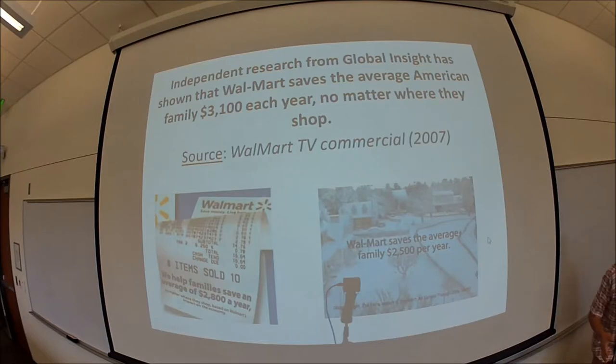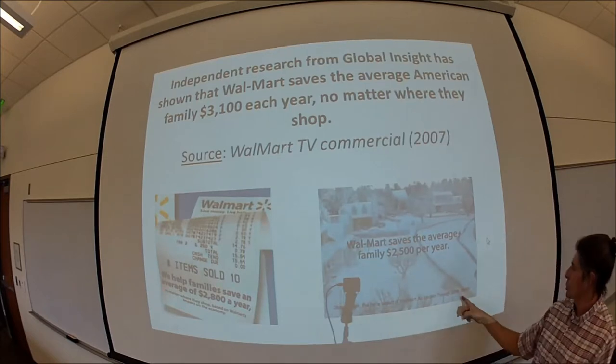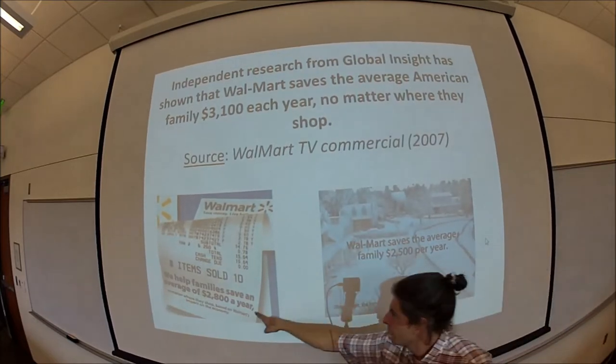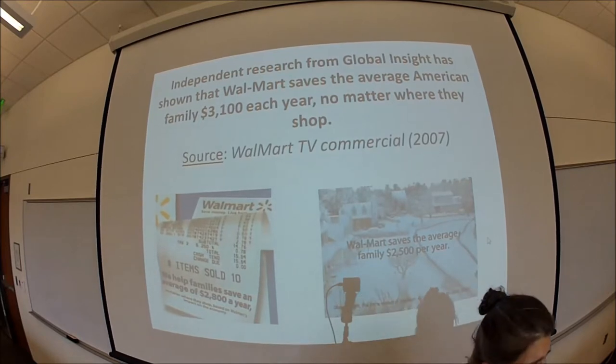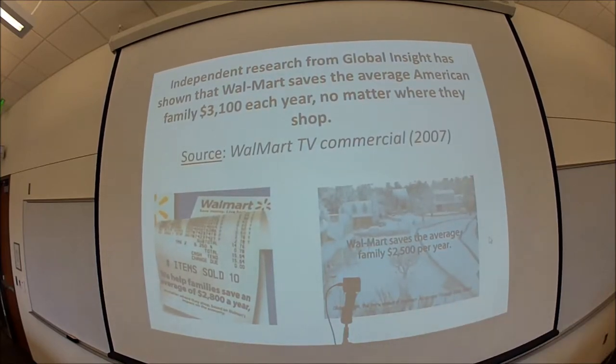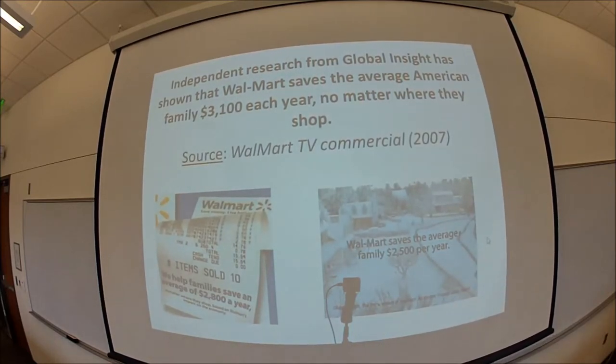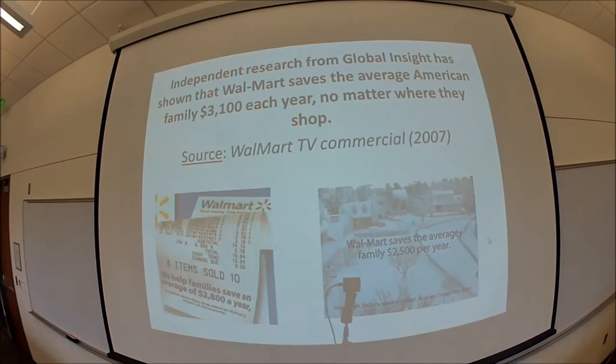Similar commercials, Big Mike. And notice the dollar amount changes. Back in 07, it was $3,100 a year. This was 06, it was $2,500. This, I believe, was 08, it was $2,800. So the money's changing, which is interesting. I mean, they think the money changes. Maybe they're actually updating their data. But what does it mean?